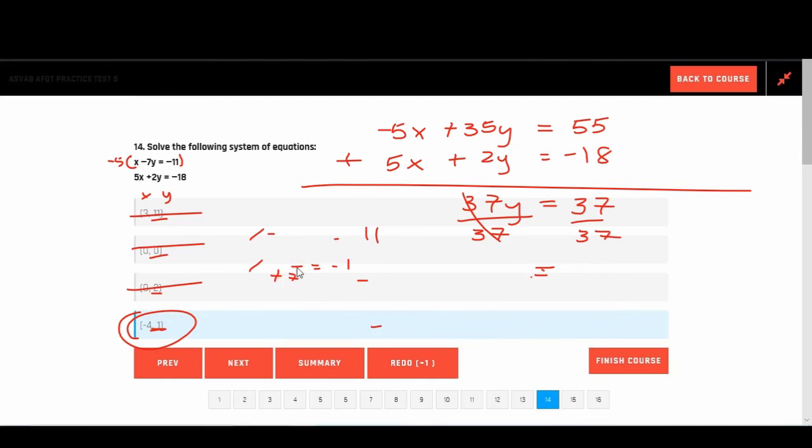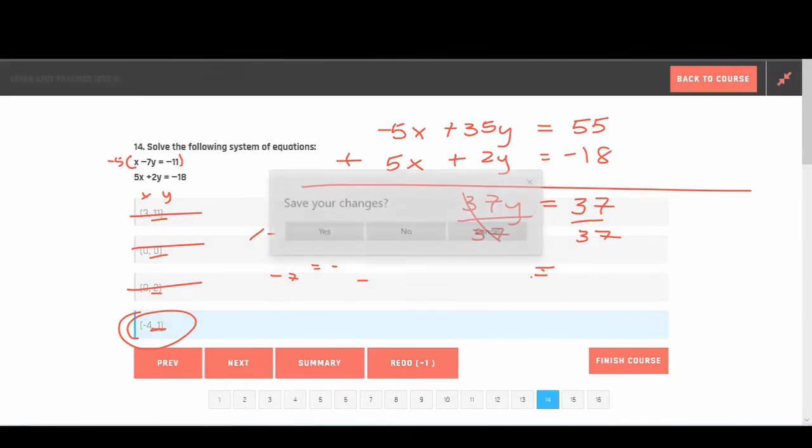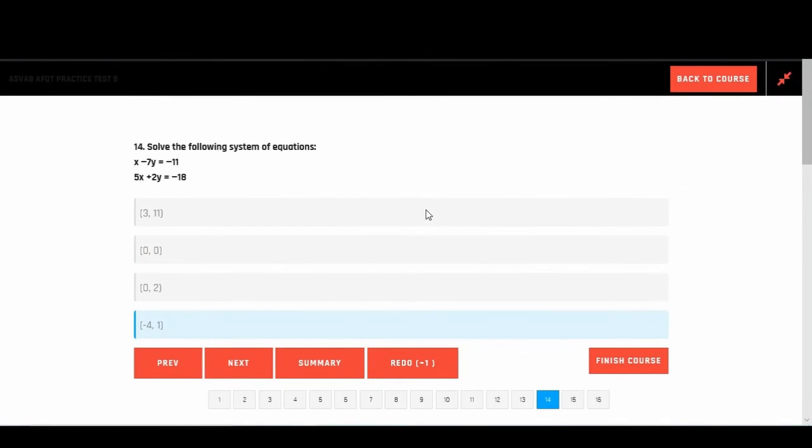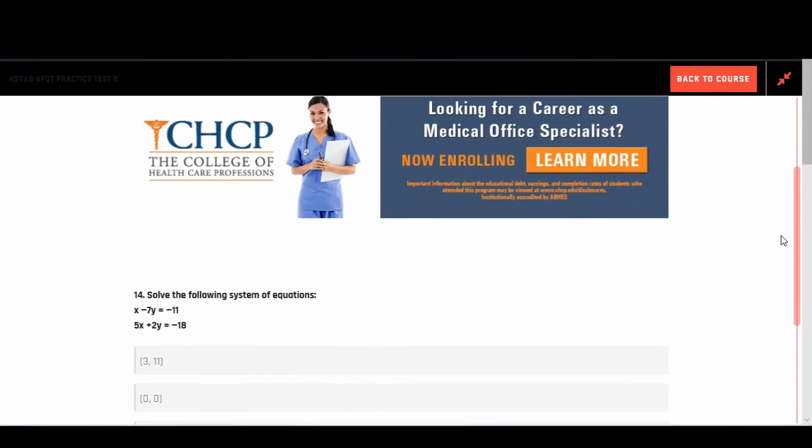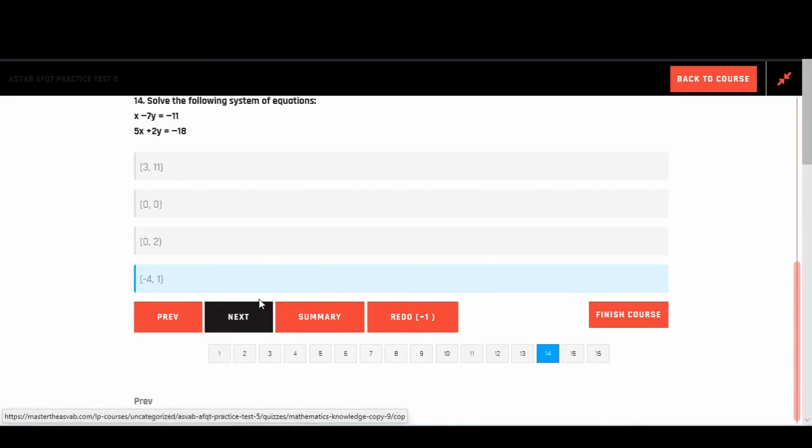I can show you another method using matrices, but that's probably going to be too advanced for the ASVAB. So just use your rules of solving system of equations to deal with those accordingly. Let's go ahead and move on to 15.